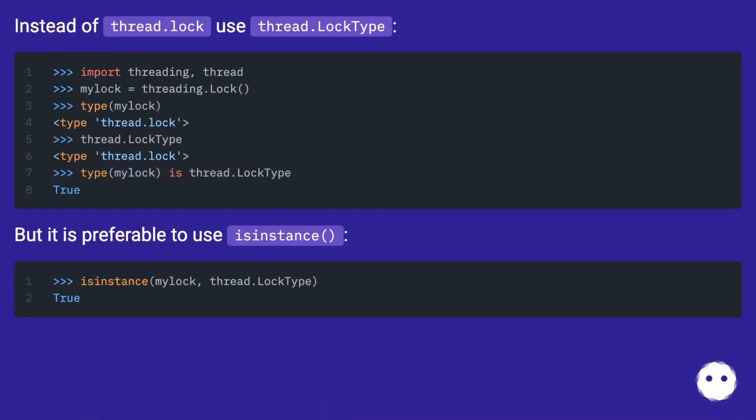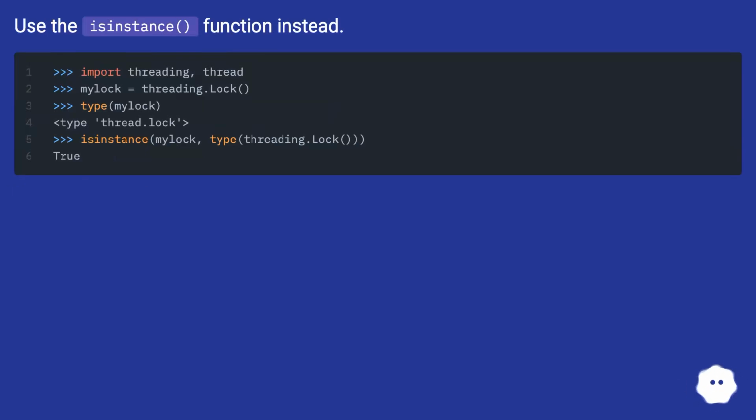Instead of thread.lock, use thread.LockType. But it is preferable to use isinstance. Use the isinstance function instead.